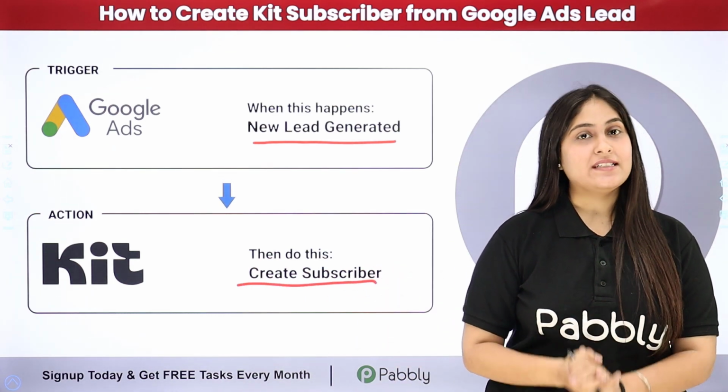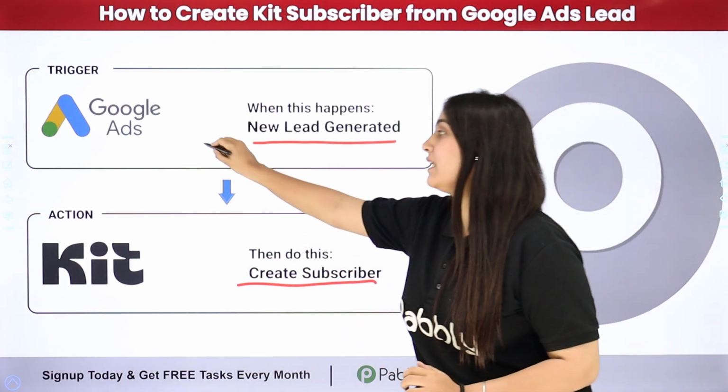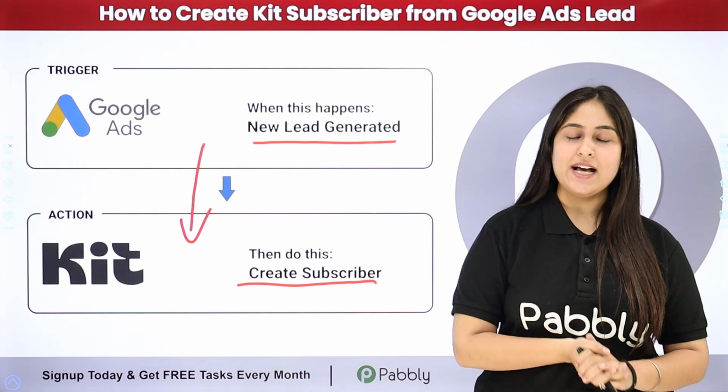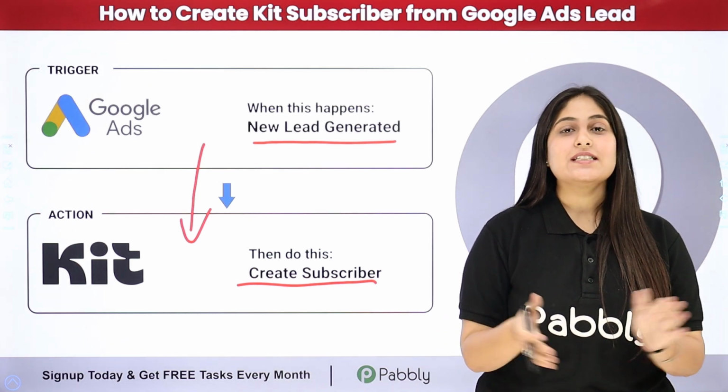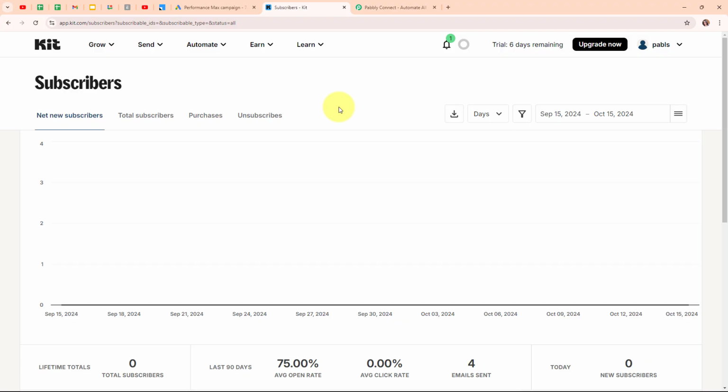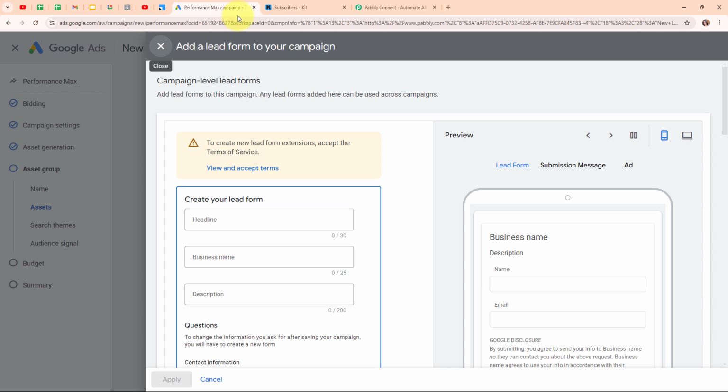To automate this entire process, I need to build a connection between these applications using an automation software named Pabbly Connect. So to learn this process step by step, let me take you to my screen. Welcome to my screen. As I've already mentioned in my introduction, I run an online business and I'm using Google Ads to attract potential customers.